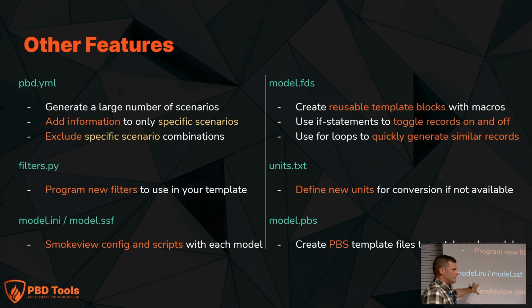Other great things, like I said, you could add in a bunch of files. So if you do a bunch of SmokeView scripting, then you can toss those in and they'll be treated like templates. Or if you need to create PBS files because you're running this on a large compute cluster, you can create a template file for your PBS and you'll get that exported individually for every single model that gets rendered.